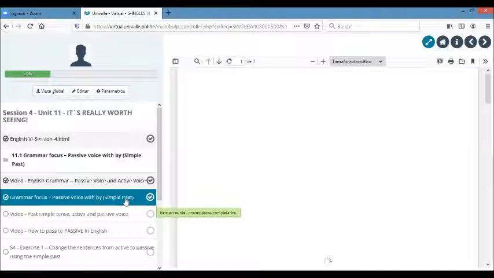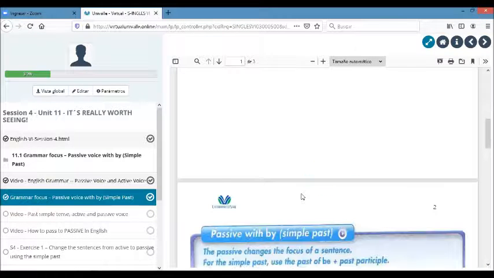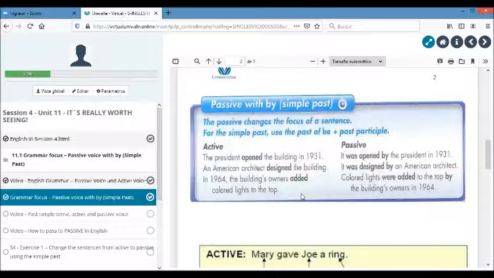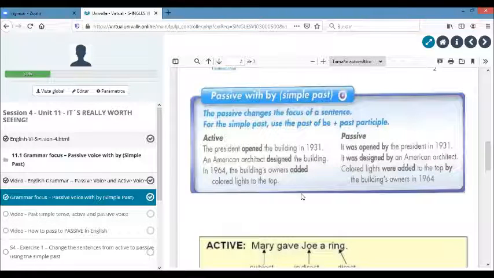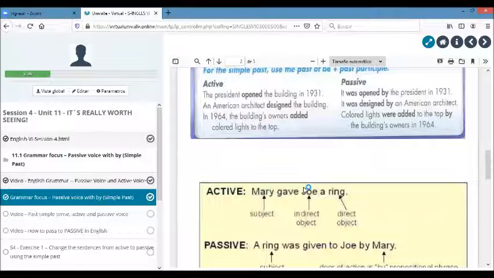We use the passive voice to express sentences, and here we have passive voice with by using simple past. The passive changes the focus of a sentence. For the simple past, use the past of be. In this case will be was, were plus past participle, which is the verb. Okay, we have some examples.